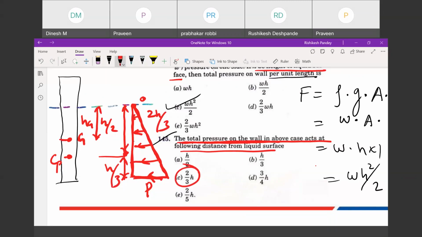Clear? So you should know the difference. You should make it very clear whether G is asked in the question or Cp is asked in the question.